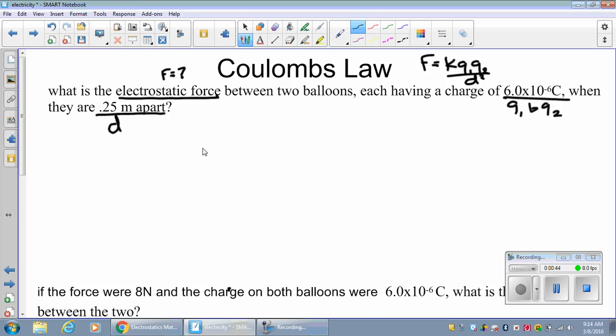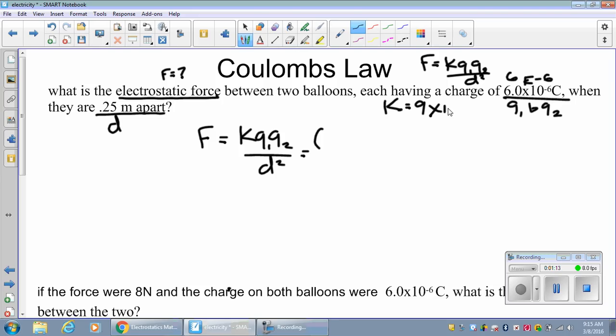Since we're looking for force, let's go ahead and just write the equation. K, Q1, Q2, divided by distance squared. We're going to plug it in. Remember, in the calculator, I want to just put in the times 10. This is an E negative 6. That's how I want to write that, 6E negative 6. What is my constant here? The K constant, you need to know this, the K constant is 9 times 10 to the 9th newton meters squared per coulomb squared. You don't have to worry about this too much. Just know this is the K we're plugging in.